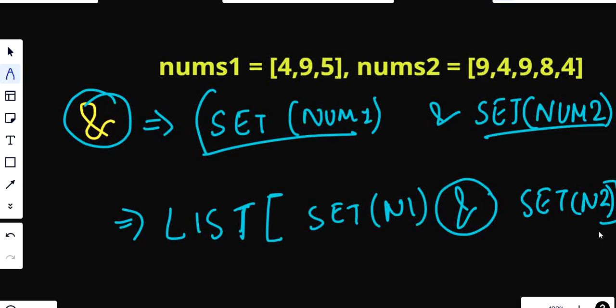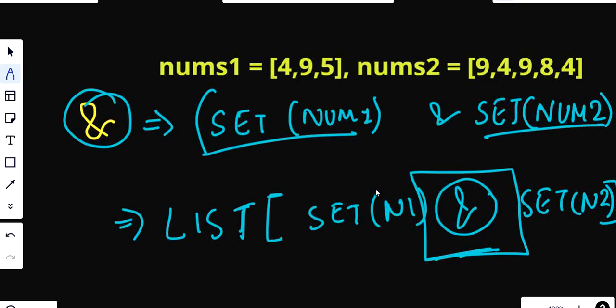But the thing is, this approach consists of this built-in operator, this AND operator, which finds all the intersecting elements from both the sets. So this whole approach won't be acceptable in our interviews, but just for knowledge, I have gone through this approach.